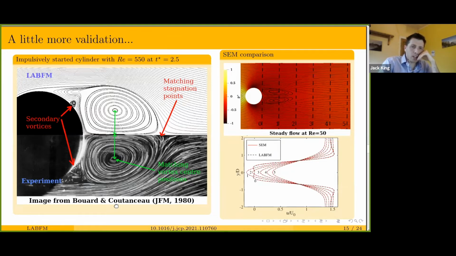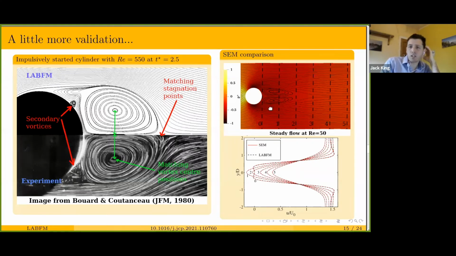Briefly, I'll just show a small amount more validation. We've compared the results with some published experimental data. This is flow past an impulsively started cylinder, and we match the experimental data quite well. We have the center of the vortices in the same position. We get the stagnation point matching, and we also get the formation, position and size of these little secondary vortices matched quite nicely.